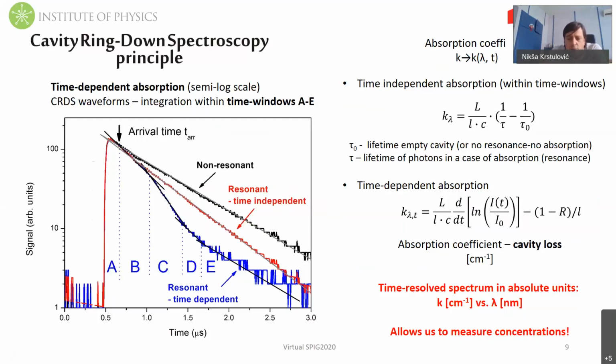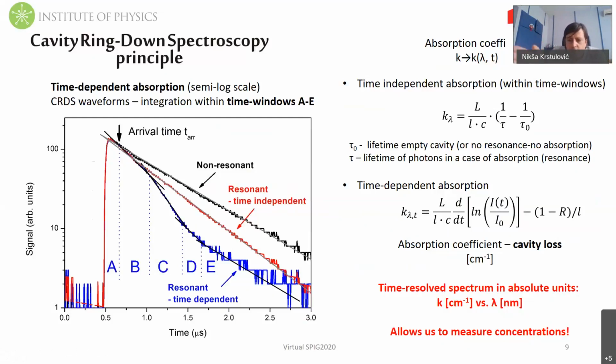So the higher the slope of this curve, the higher the absorption. We are measuring the difference between slopes for non-resonant and resonant cases, in particular time windows, and by the fact that we can divide our signal into time windows, we have temporal resolution of our measurement. So in each window, we can get spectra for each individual species present in the plasma.